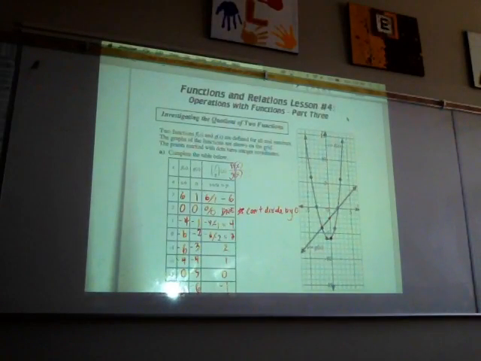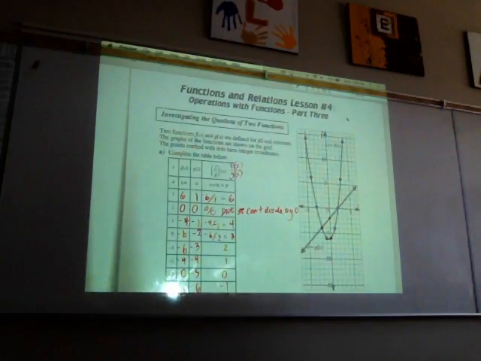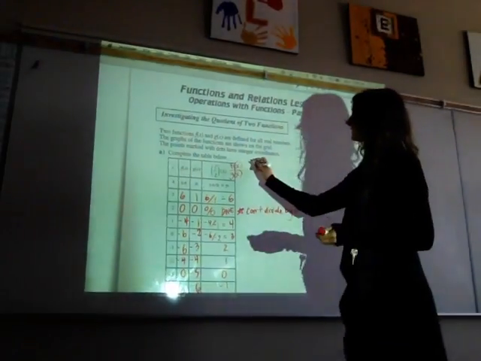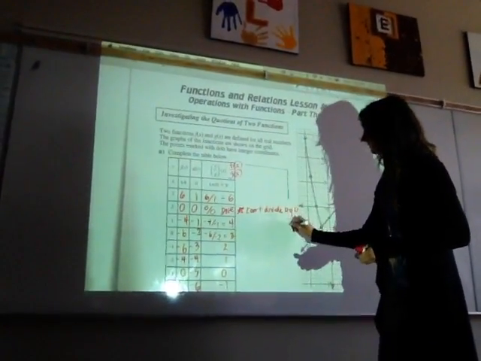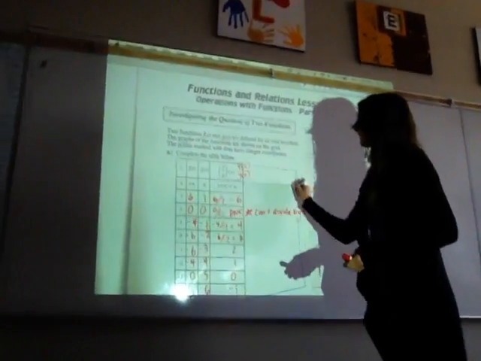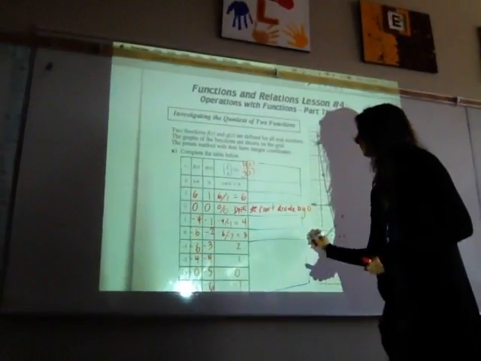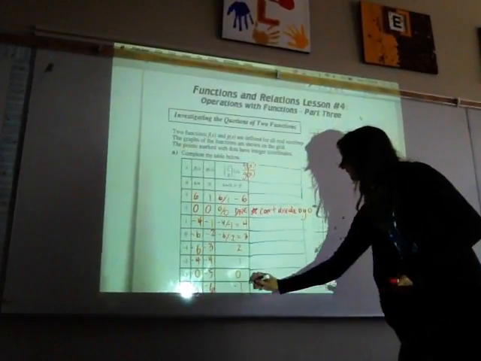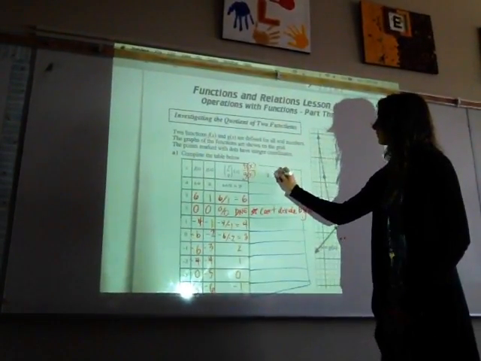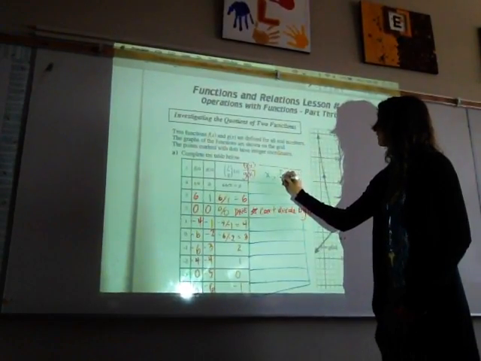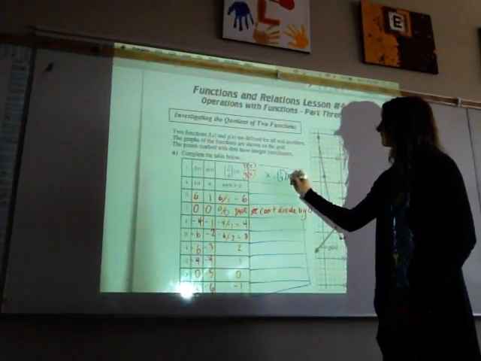So if you look to part C, we'll talk about part B in a second, but if you look to part C, it says we're going to sketch these ordered pairs. So I'm just going to extend this table, and I'm going to write out the ordered pairs of x and f divided by g of x. Okay, so the ordered pair will be x and f divided by g of x.